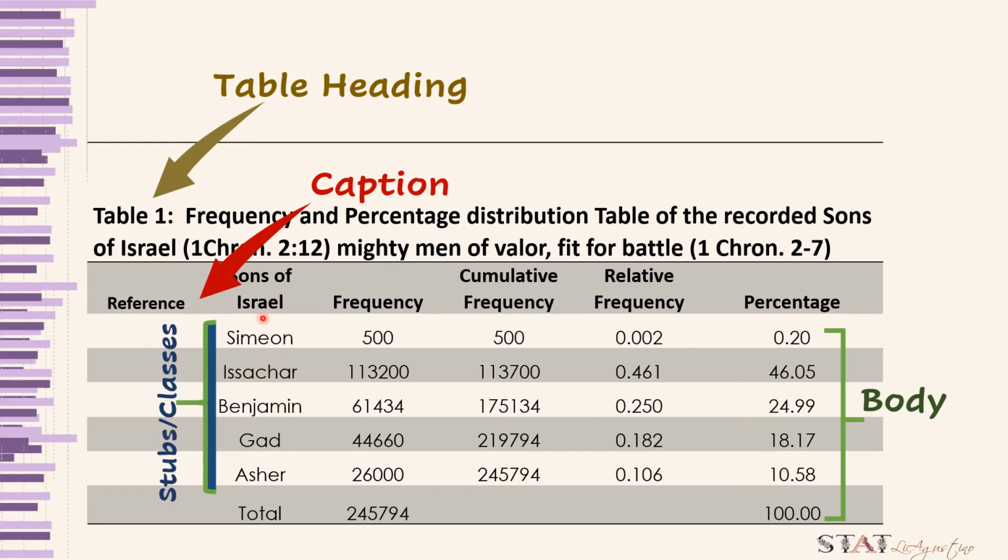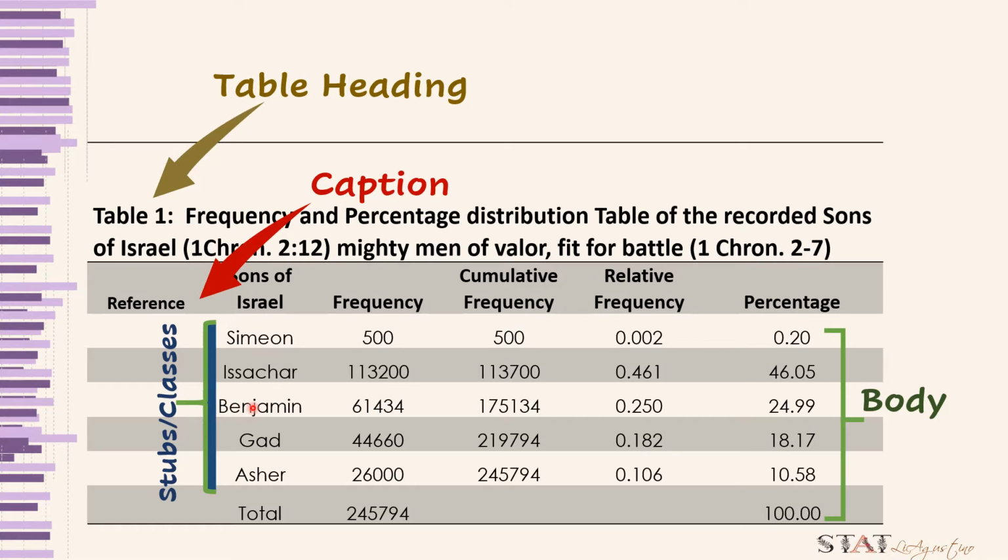So let me review again. This table heading contains the table number and then the title. What is the title? The title of this statistical table is Frequency and Percentage Distribution Table of the Recorded Sons of Israel, Mighty Men of Valor Fit for Battle, according to 1 Chronicles chapter 2 to 7. And then we have here the caption.